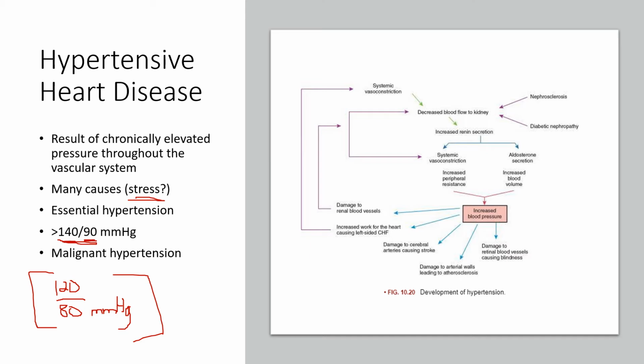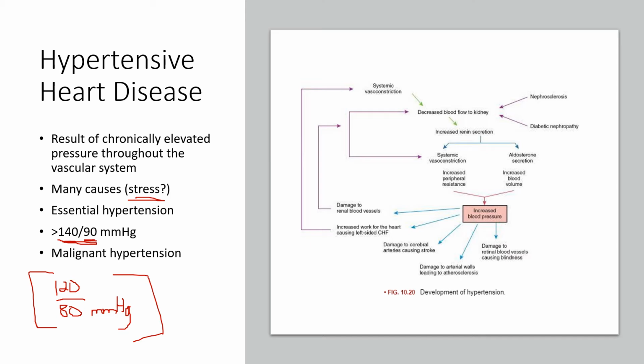So there are differences between essential hypertension and malignant hypertension. So essential hypertension is basically what I just described. It's the condition where the patients may not even know that they have the condition.